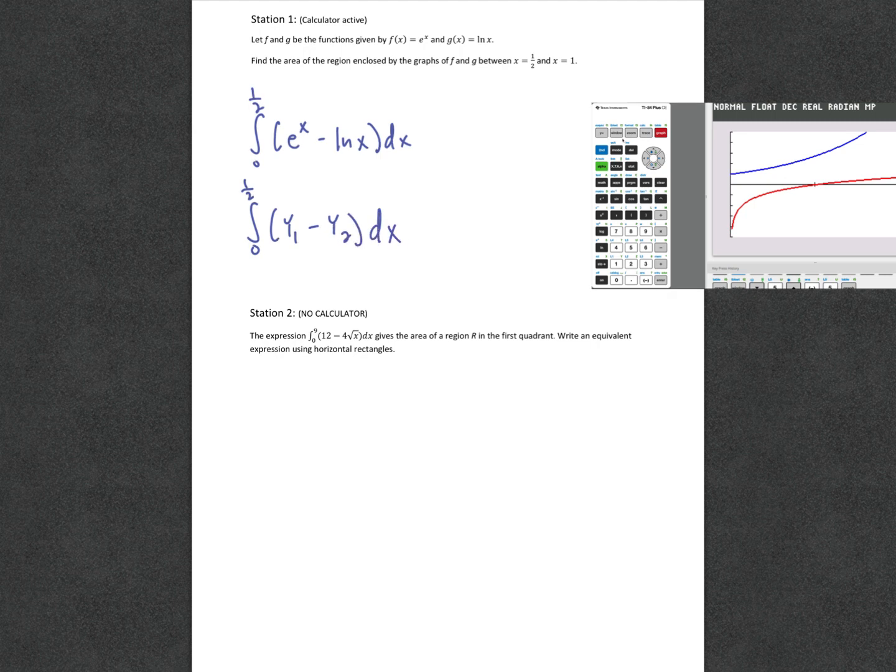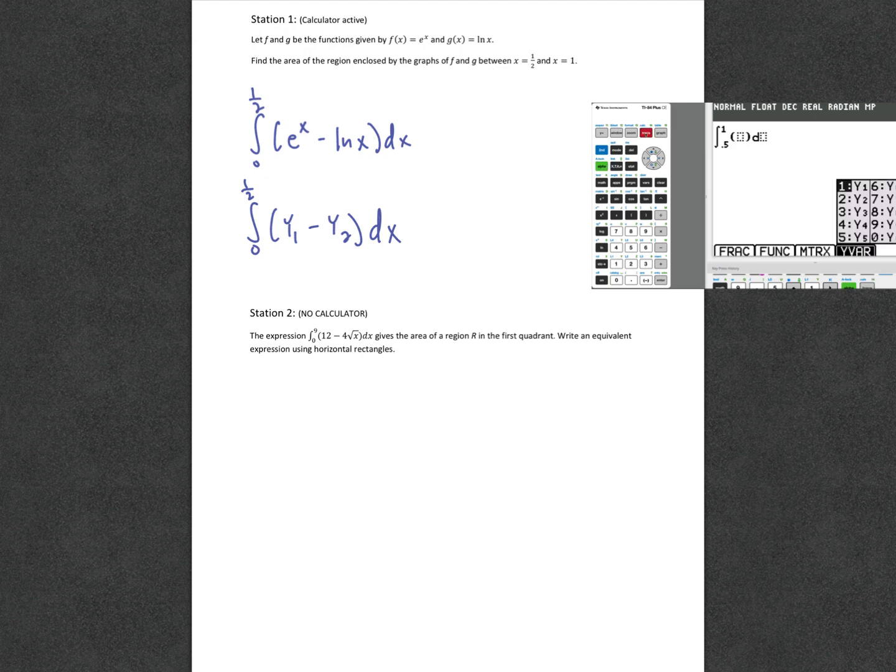Okay, let's go back to the calculator. Just making sure that was right. So e to the x was y1. Now we'll do math 9 to get the integral. And then just, whoops. Oh, it was a half to 1. I messed that up, not 0 to a half. Okay, and that should be it.